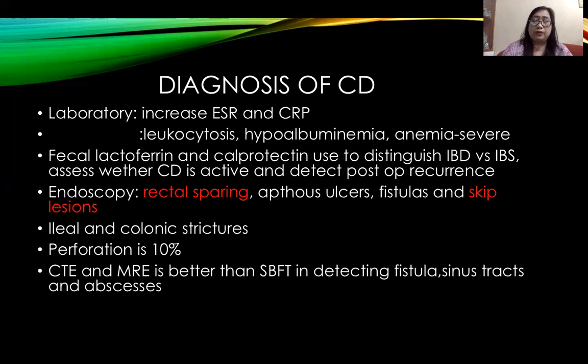So your diagnostic procedures, when you do your ESR and CRP, just like in UC or ulcerative colitis, both of them are increased. They may also develop leukocytosis, decrease in albumin, and the anemia may be severe. Your fecal lactoferrin and calprotectin are used to distinguish between your IBD and IBS.